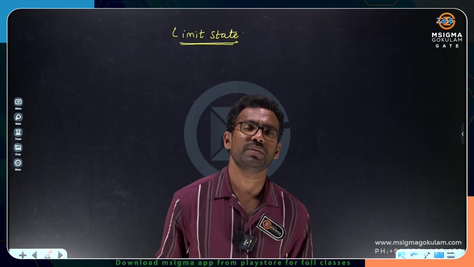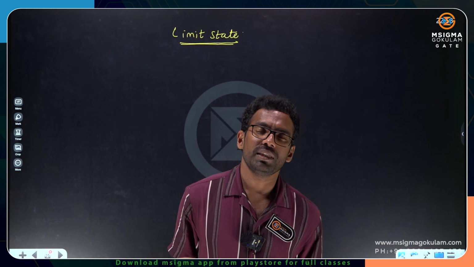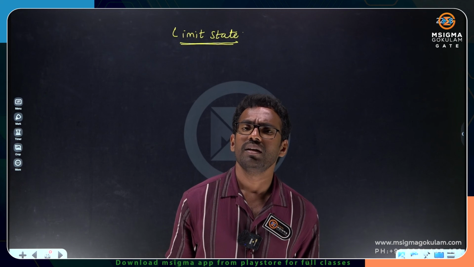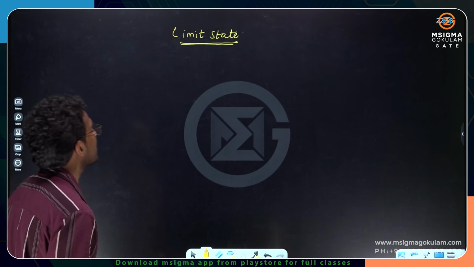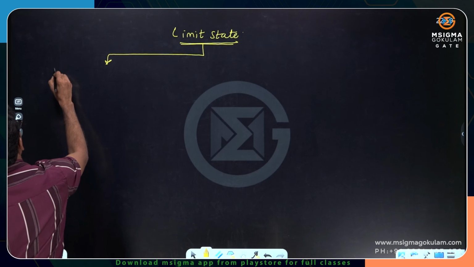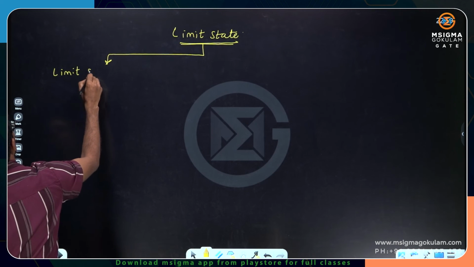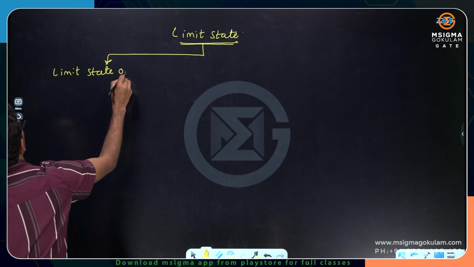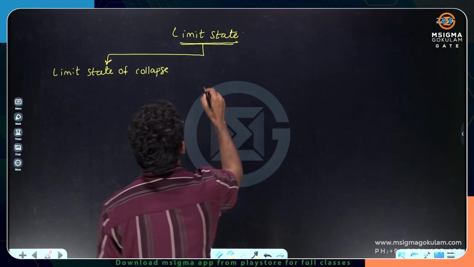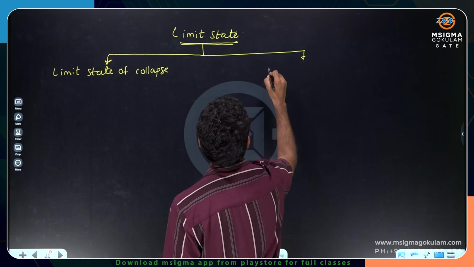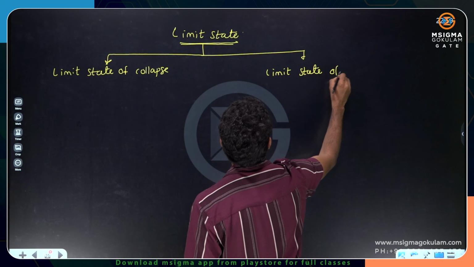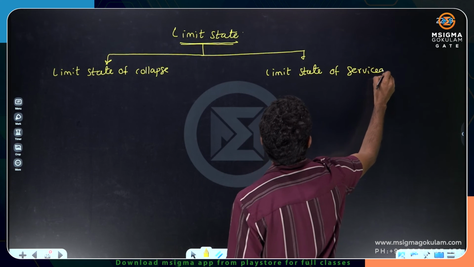So, there are two aspects of the limit state method. One is the limit state of collapse, or people also call it limit state of strength, and the other is limit state of serviceability. There are two limit states we are having. One is the limit state of collapse. Let me talk about that. Limit state of collapse. And we have something called limit state of serviceability also.